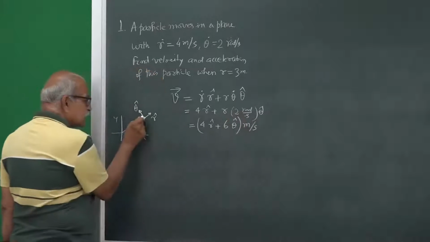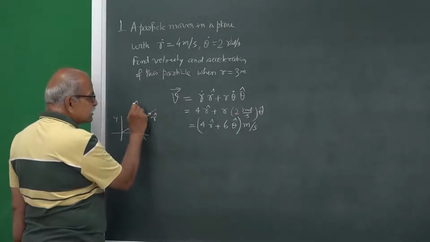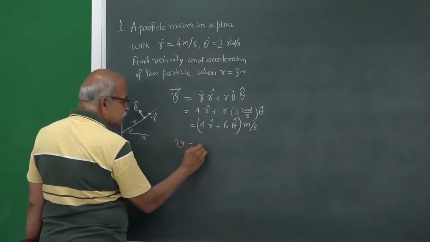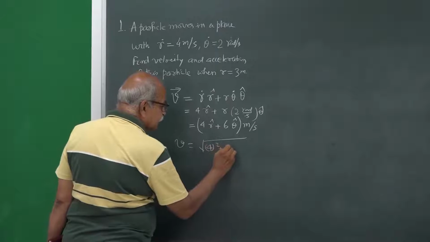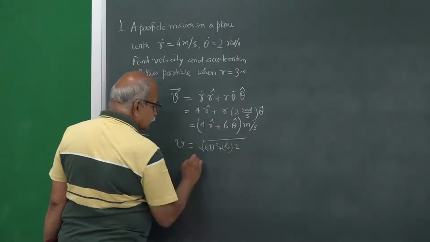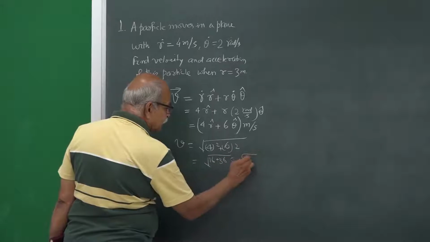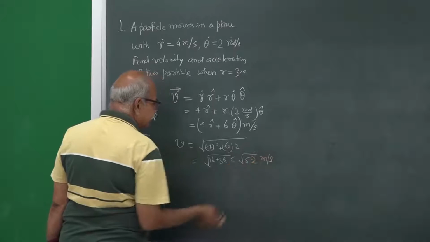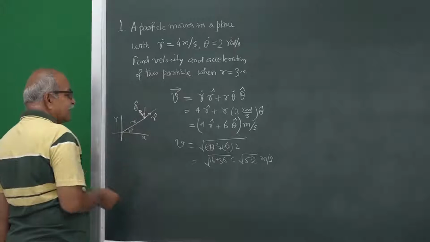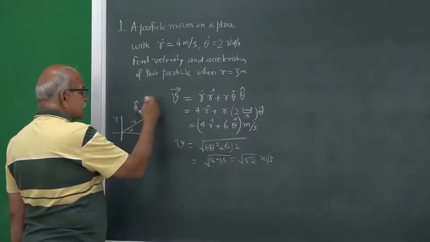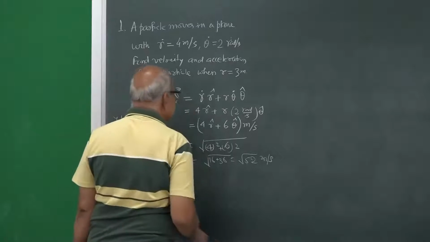This is the velocity. So, in this direction the component is 4 units, and in this direction the component is 6 units. If you want the speed, it is just the square root of 4 square plus 6 square. So, 16 plus 36, that is square root of 52 meter per second, that is the speed. And if you want the angle, you can always get it: tan theta is equal to the radial component divided by the transverse component. So, this is about velocity.